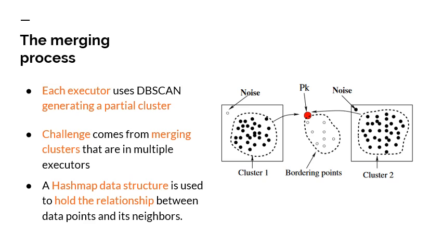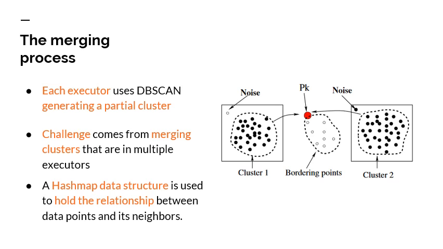After data has been partitioned, each executor does a traditional DBSCAN algorithm over the data. Then, the challenge is about merging clusters generated in different executors. This is important because if two clusters share a same bordering point, it means they are actually the same cluster and should be merged. The traditional approach of using these disjoint-set data structures is very expensive.